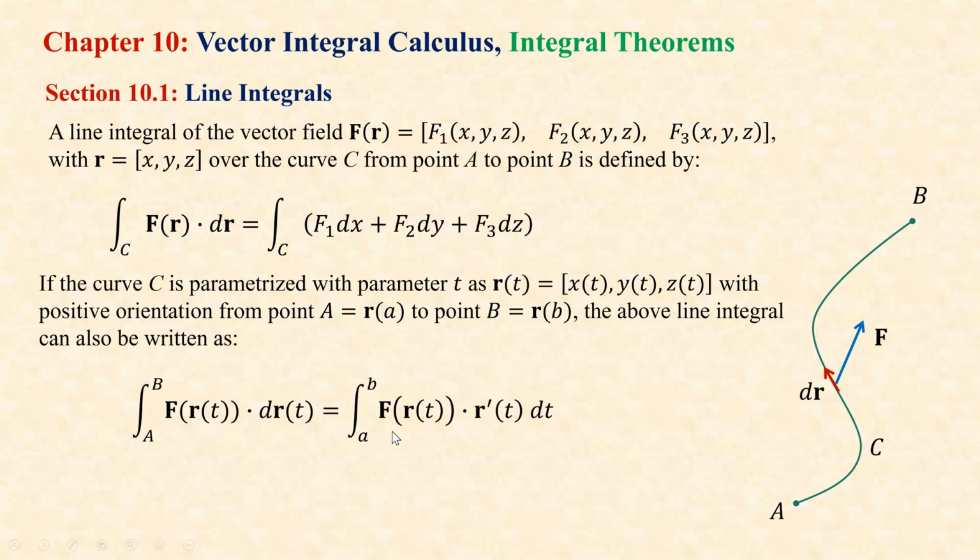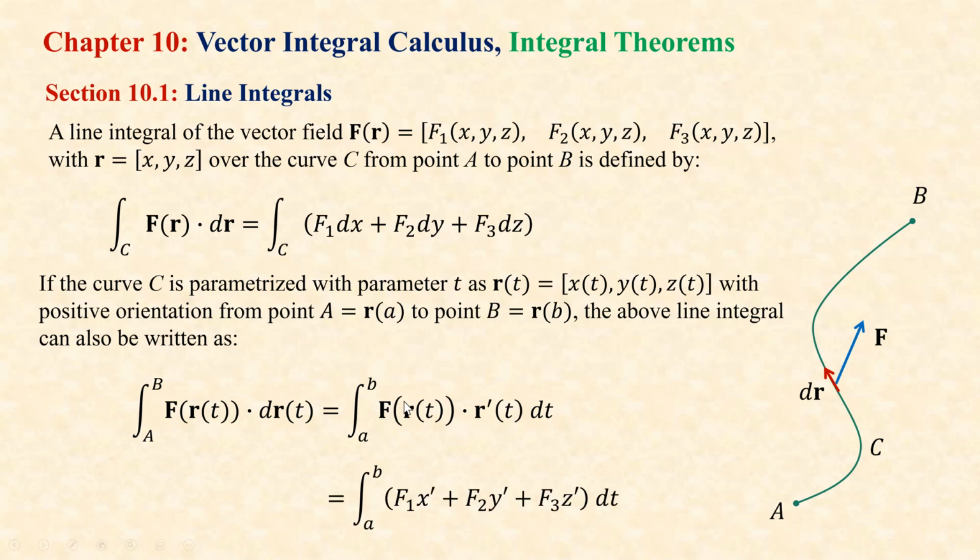We can write it this way. F of r of t means F is a function of r, which is a function of t. So the whole thing here becomes a function of t. And r prime is a function of t because r is a function of t. And then the dot product becomes a function of t. And then integrate over the parameter t from little a to little b, right? So basically, we write everything in terms of t and take the integral of a simple function of t.